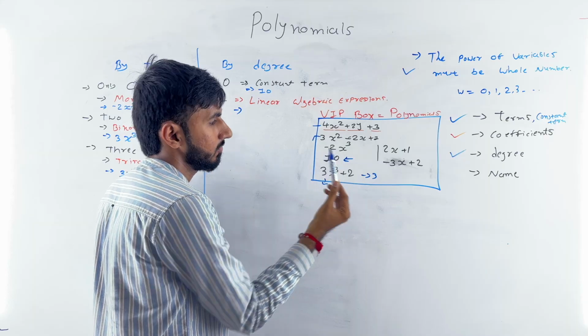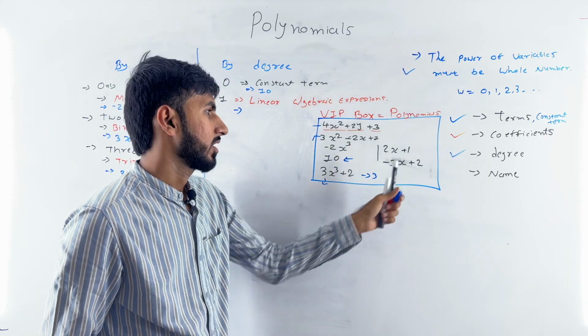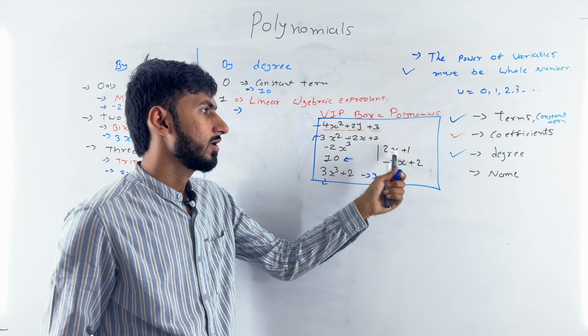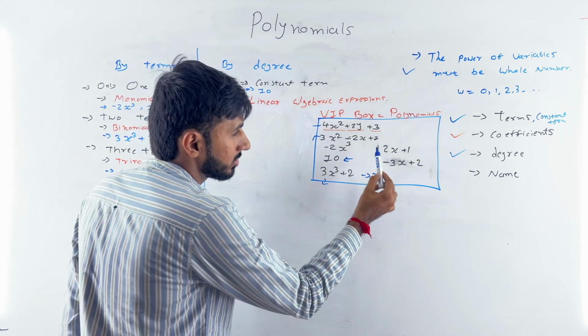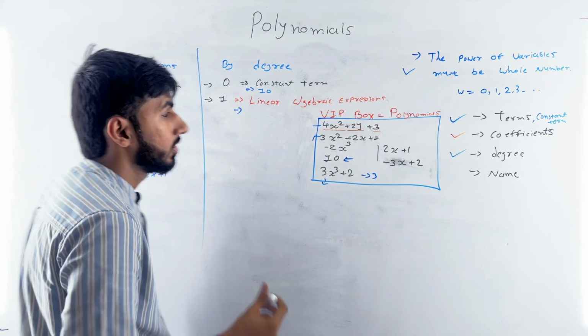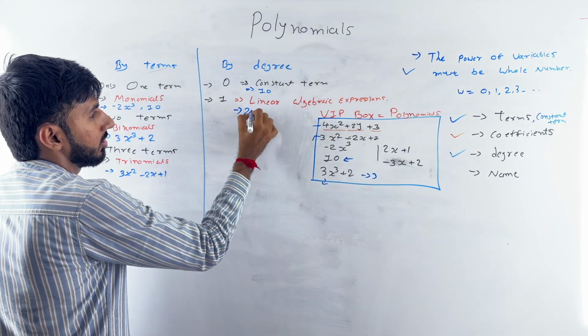For this, it is 3. For this, it is 0. No, I want 1. For this, it is 3. Now for this, what is the highest power of variable? I have here 1 and here 0. The highest power will be 1. So yes, this is a linear equation or linear algebraic expression, right?